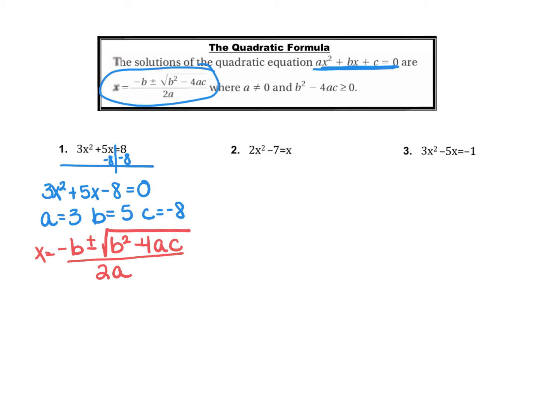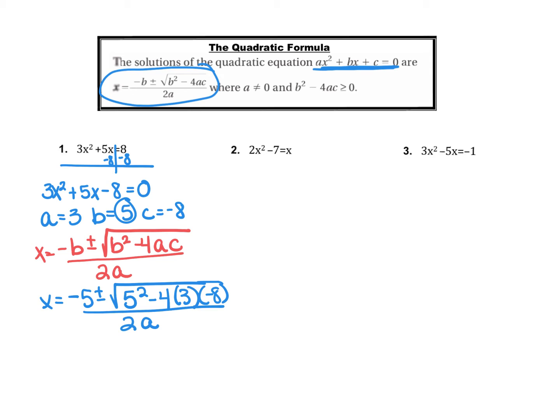All right, so negative b. We'll have x is equal to negative, and so our b is 5. And we're going to plus or minus, and then take the square root here. And now our b squared, again, we're going to have 5 squared minus 4 times, and a is 3, and c is negative 8. And then that's going to be divided by 2a. Oops, we better put in the value for a then, shouldn't we? All right, so our value for a is 3.